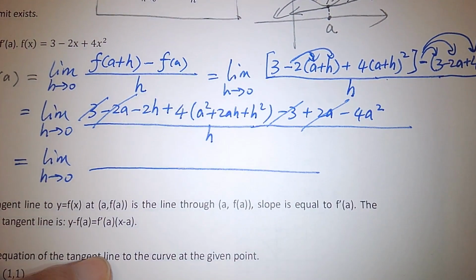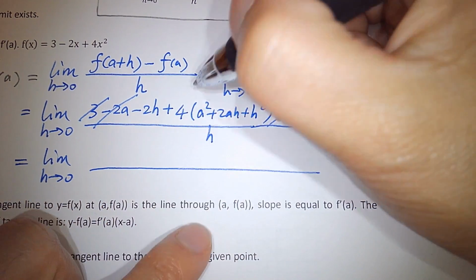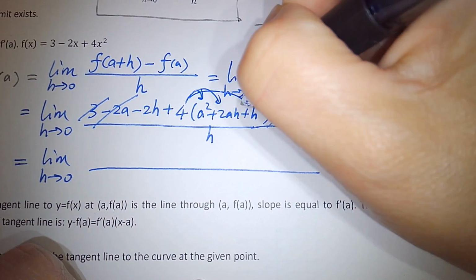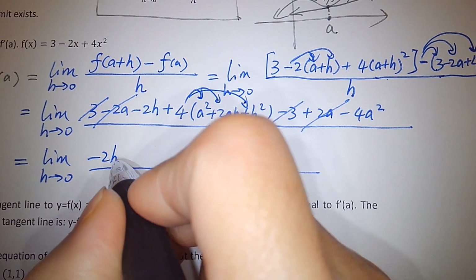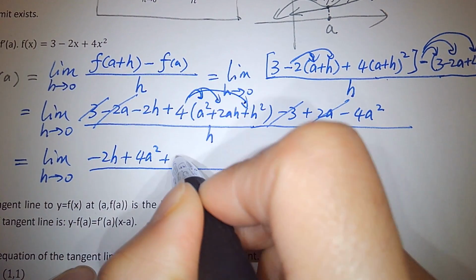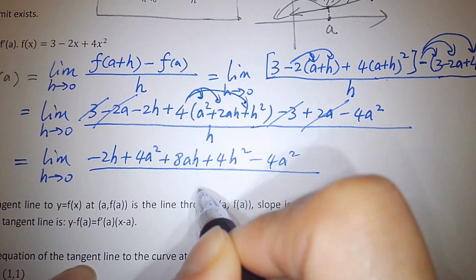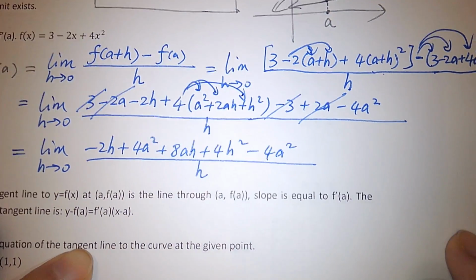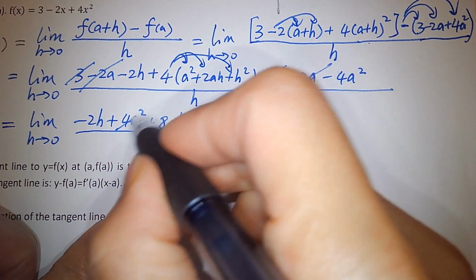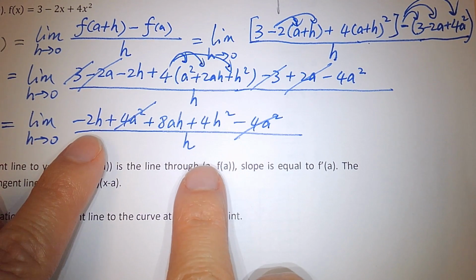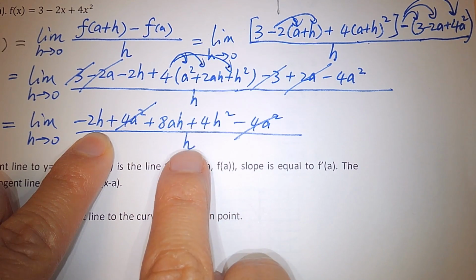Gone, okay? And then here, we're going to distribute 4 and see what we will have. Distribute 4, so we still have to copy negative 2h, and then plus 4a squared plus 8ah plus 4h squared minus 4a squared, divided by h. Okay. 4a squared minus a squared gone. Now on the top we have negative 2h plus 8ah plus 4h squared divided by h.